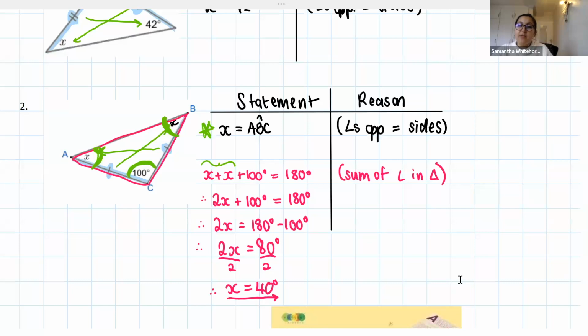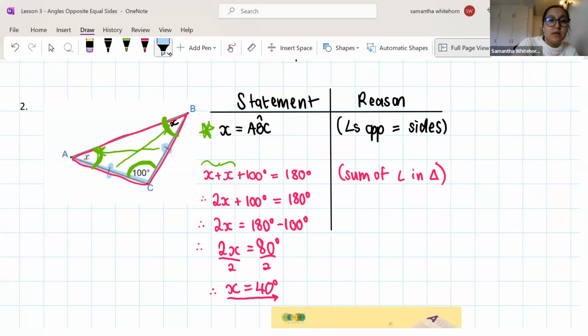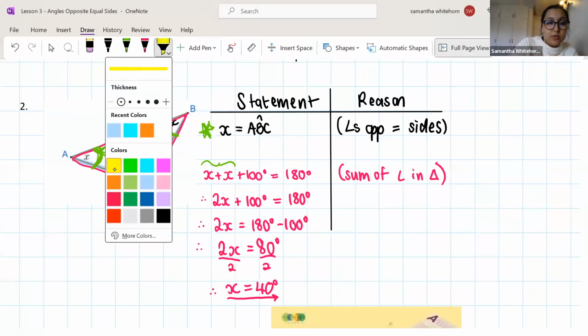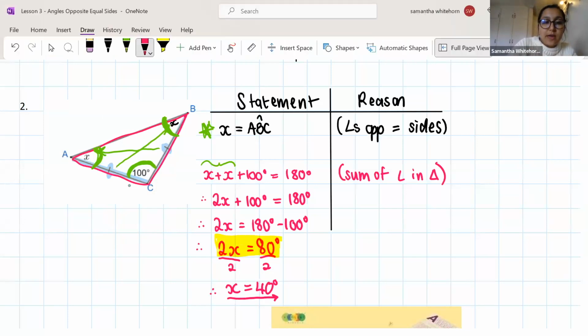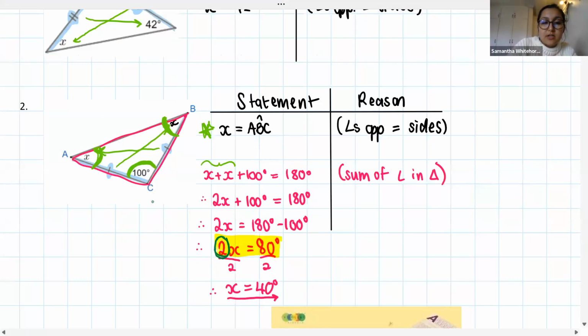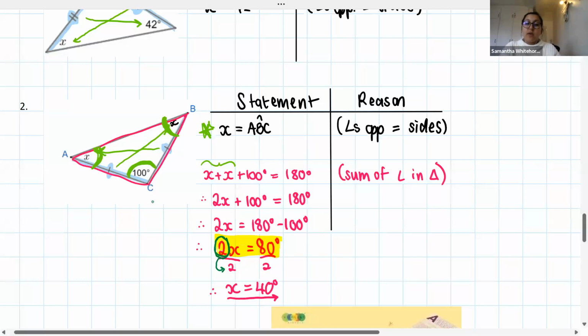We divide 180 by 2. I divided 80 by 2. So we're in the second last step. Just grab a highlighter. So we're here. We have 2x equals 80. And remember, I'm trying to solve for x. I want x alone. And so in order for me to solve for x, I need to get rid of the number in front of the x. And so that's why I divided by 2. If I'm going to divide the left-hand side by 2, I also have to divide the right-hand side by 2. So what I do on one side of my equation, I have to do on the other side. And so that's why I said 80 divided by 2.